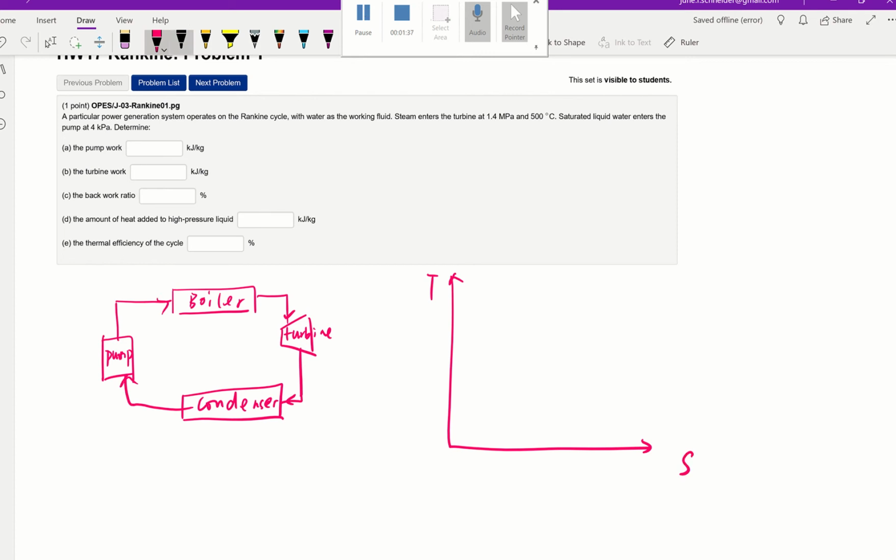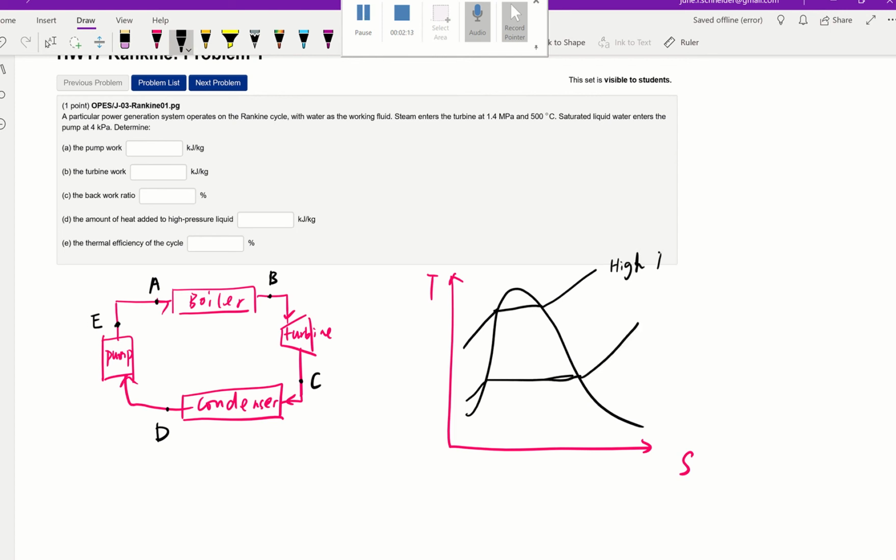And in order to do that, we're going to put our letters corresponding to it. So we start here, A, and this is going to be B, coming out of the turbine, C, coming out of the condenser, D, and then coming out of the pump, E. And we know why there's an extra one, right? E is compressed liquid and A is saturated liquid. So when we're about to draw this onto our TS diagram, first we know this power cycle runs at two different pressures, high pressure and low pressure. This is going to be our high P, and this will be our low P. And let's go ahead and label it.